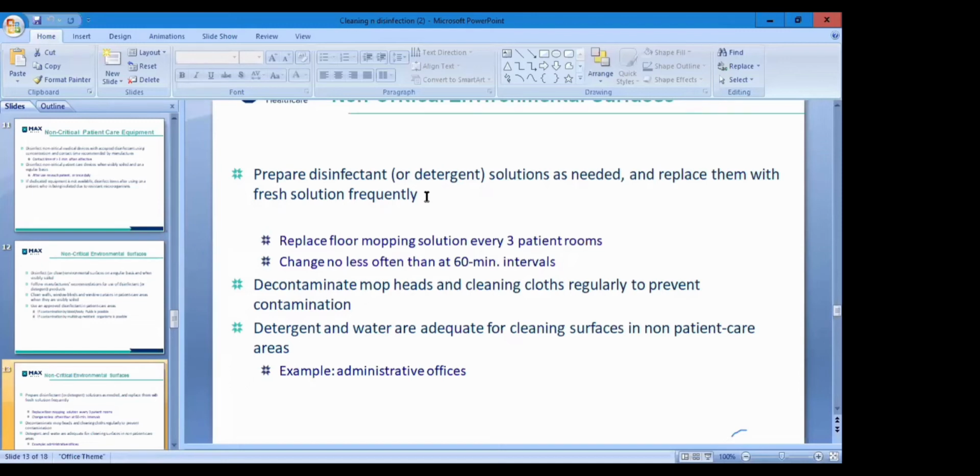If it is dried properly, then only we will use it again, and otherwise the other. So every shift will have a different mop head. That is how we have tried to regularize our cleaning and disinfection protocol. The detergent and water are also adequate.